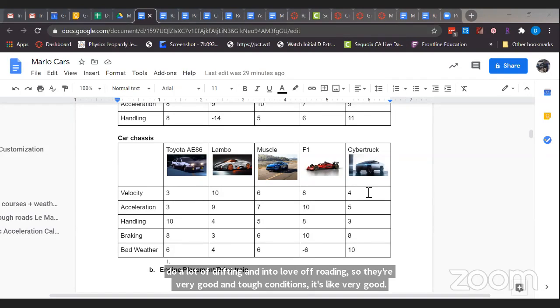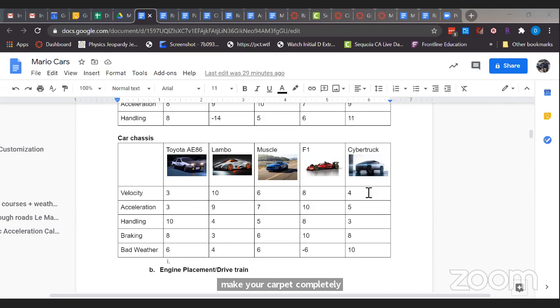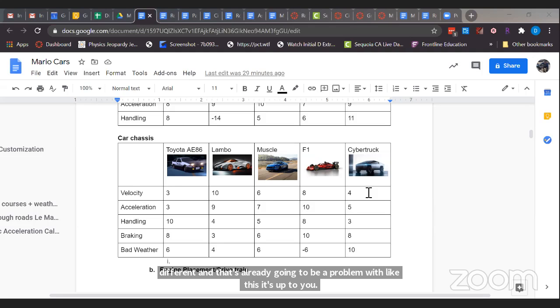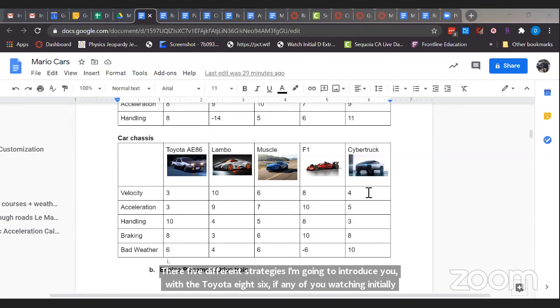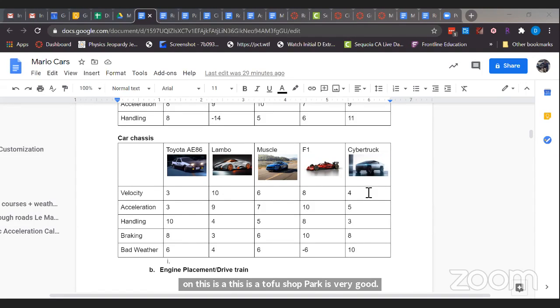We have the Toyota AE86. If any of you watched Initial D, this is the tofu shop car, and it's very good. It's a classic car. It's a Toyota. Everyone always underestimates it, and it has really, really good handling. Unfortunately, because it's a regular stock Toyota Corolla, it's not very good in the velocity and acceleration department, but it's good in everything else.